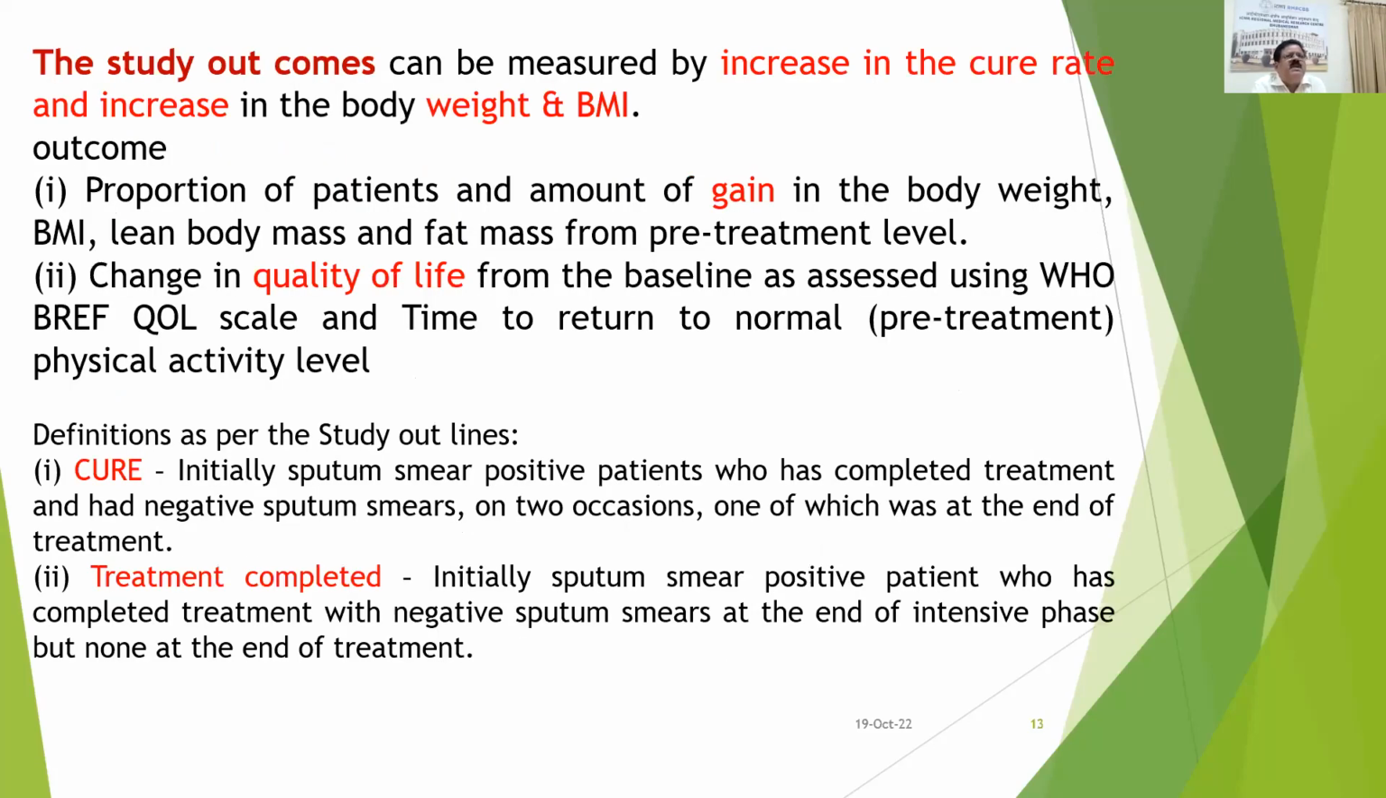The study outcomes can be increased cure rate, because you see, we are giving food supplementation to the family of a TB patient. So the study outcome obviously is increase in the cure rate and increase in the body weight. Thus, when we calculate, the BMI should increase. These are the outcomes we expect.